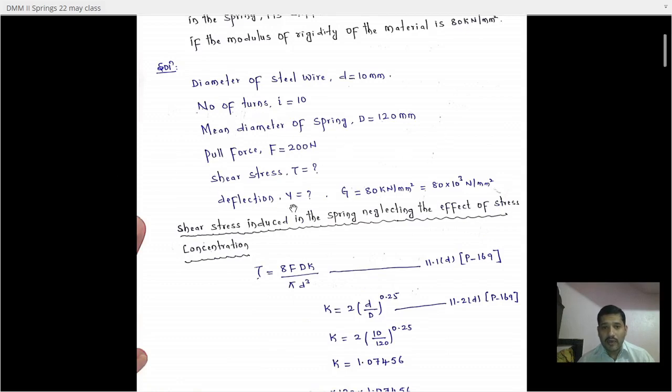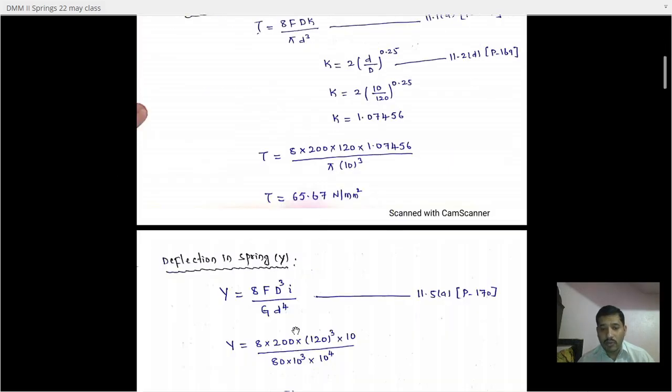D, the mean diameter, is given as 120 mm. Is it right? 120 cubed, into the number of turns, which is given as 10 in the question, divided by G, the modulus of rigidity, which is given as 80 into 10 power of 3, into the diameter of the coil, which is given as 10 power of 4.